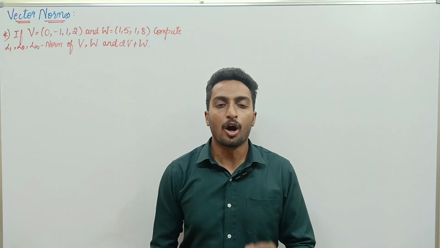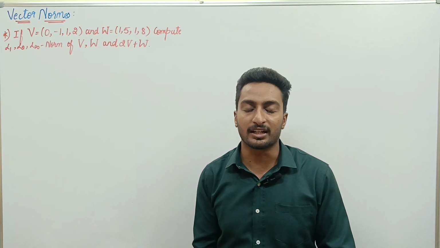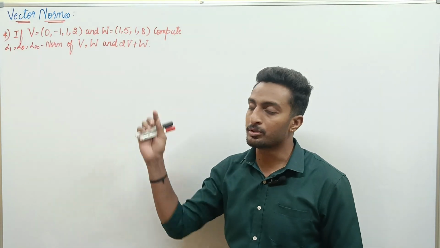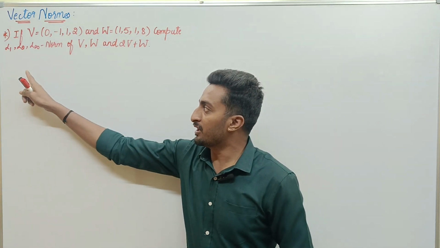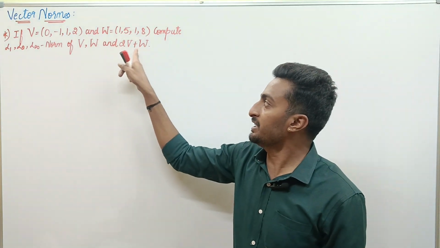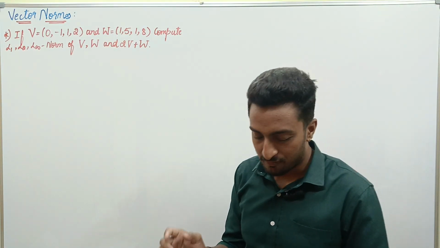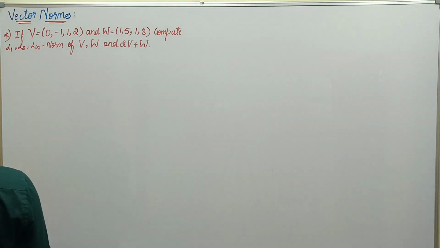Today we are going to learn how to solve the problem on vector norms. Considering the given set of vectors V and W, we are going to find the L1 norm, L2 norm and L infinity norm with respect to V, W and 2V plus W. How to represent the solution? I am going to teach you step by step. First, let us consider the given set of vectors.